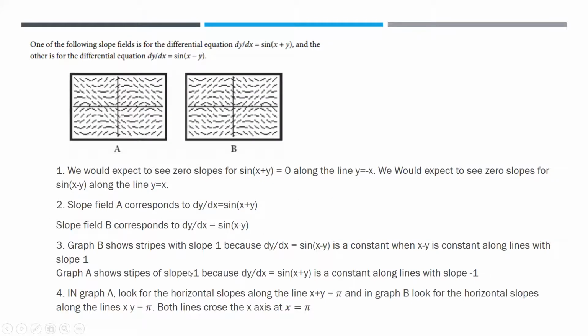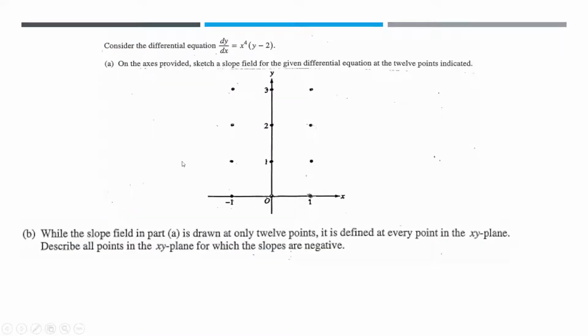So here's kind of like the same work, but I wrote it down for you so we don't have to worry about that. So let's consider this slope field now. We have dy/dx equals x squared, x to the fourth, parenthesis, y minus 2. On the axes, provide a sketch of the slope field for the given differential equation at the 12 points indicated.